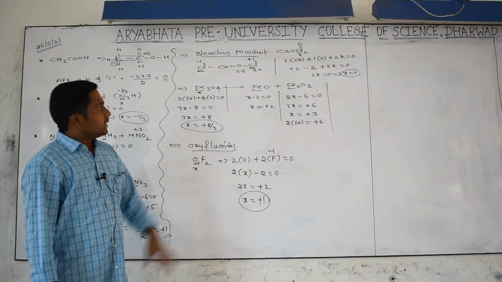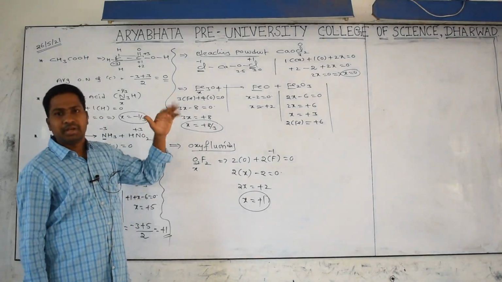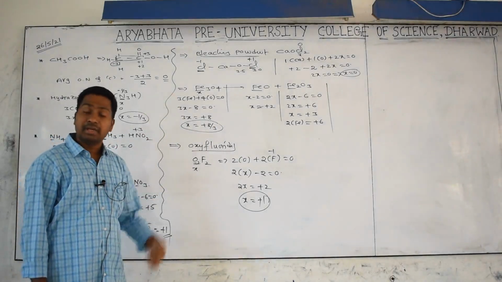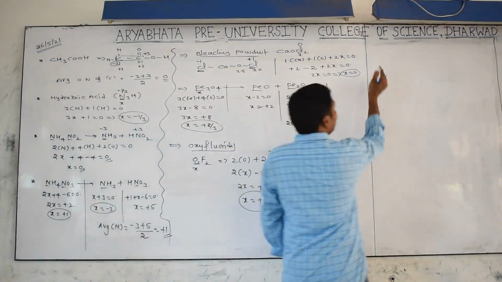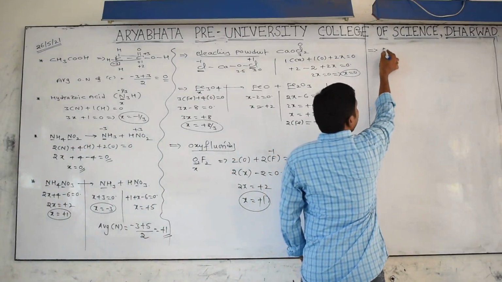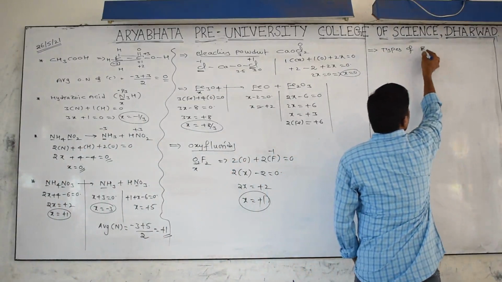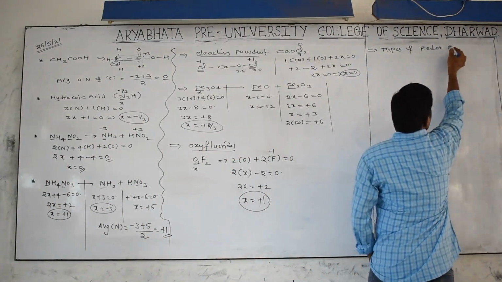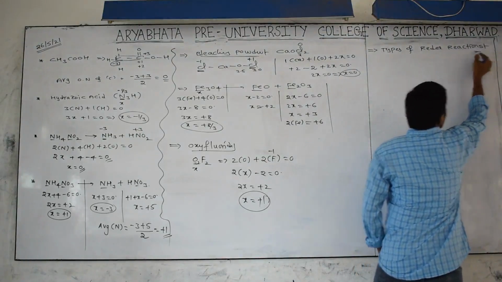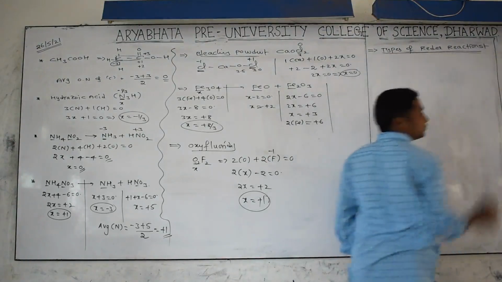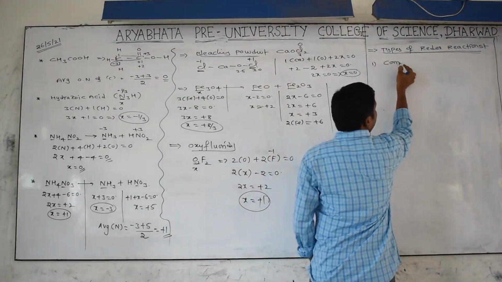All of you understood? Yes, these are some examples of how to find the oxidation numbers individually and on average when a molecule contains more than one of the same atom. Now we are going to one more important concept, types of redox reactions. We have 5 types of redox reactions. The first one is combination reactions.